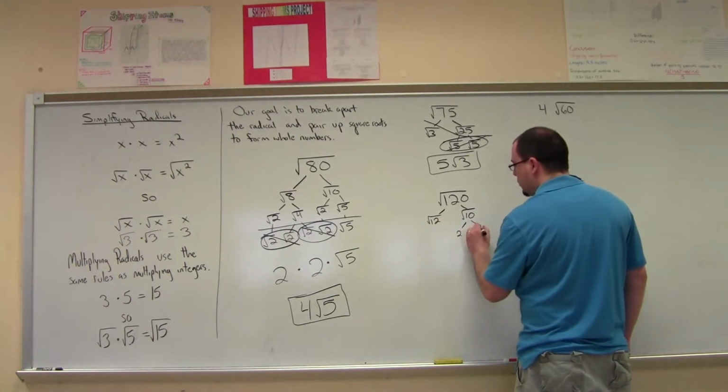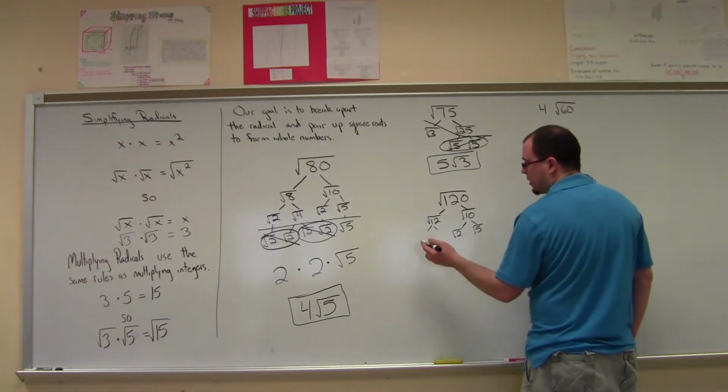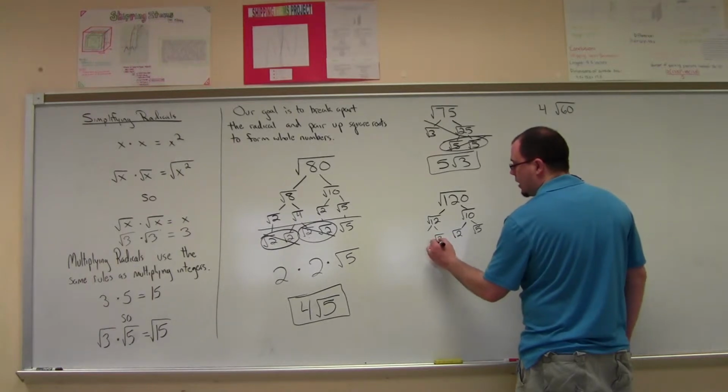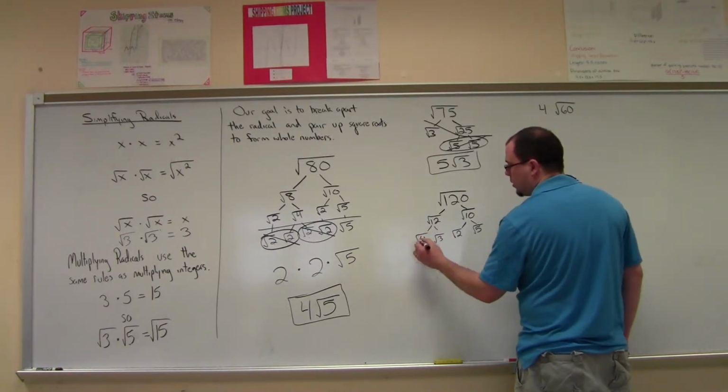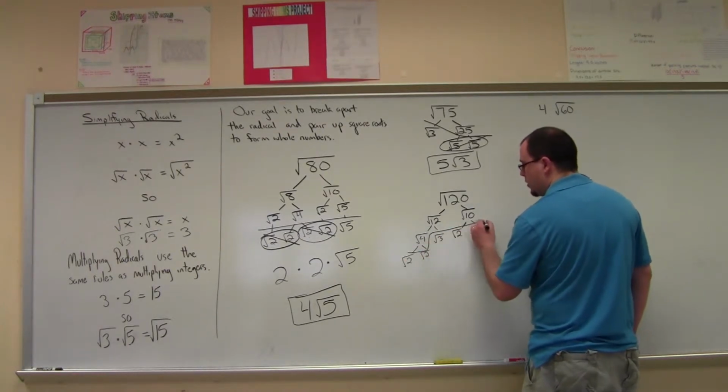You saw it was the square root of 2 and the square root of 5. 12, you can break down 6 and 2, or 4 and 3. If we did that, this is what it would look like. And then the square root of 4, we would break down into the square root of 2 times the square root of 2. All right?